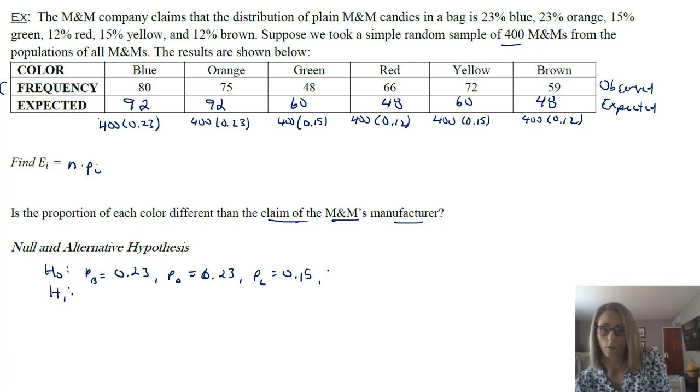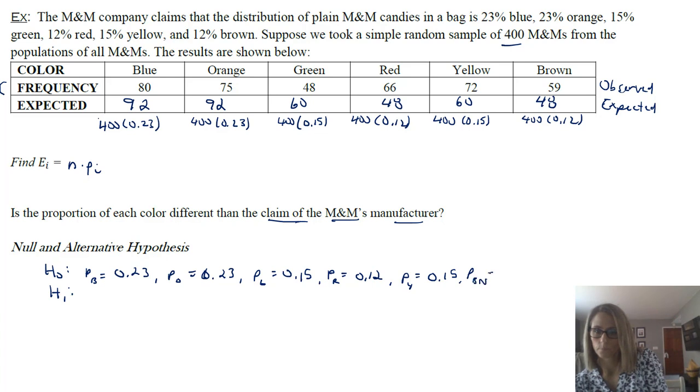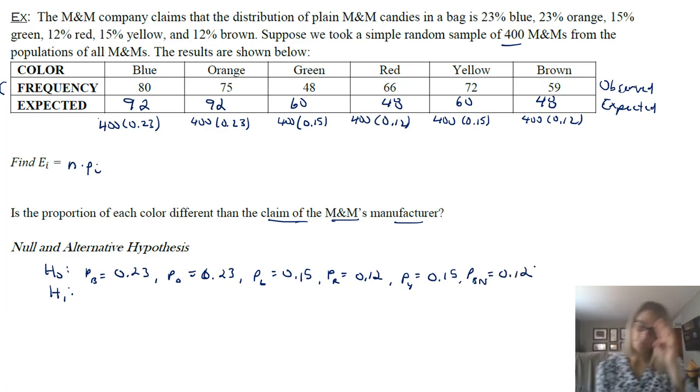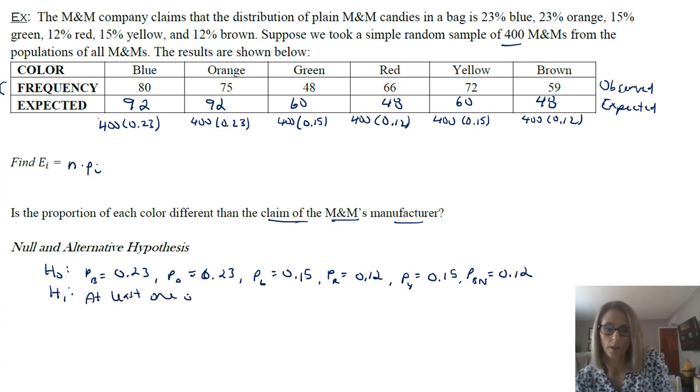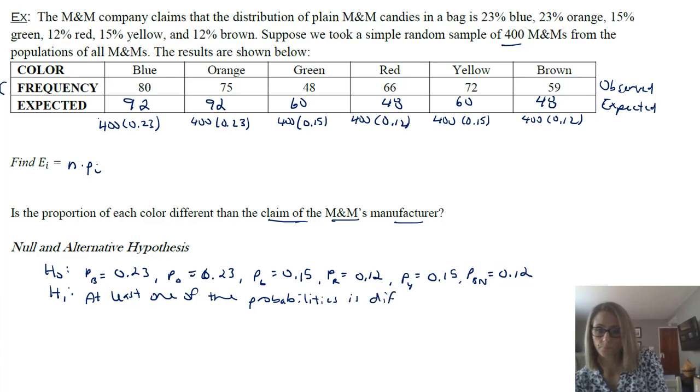P, we did, that was green, we have red, we have yellow, we have brown. Okay. And then remember from earlier that the alternative hypothesis is simply that at least one of the probabilities is different.